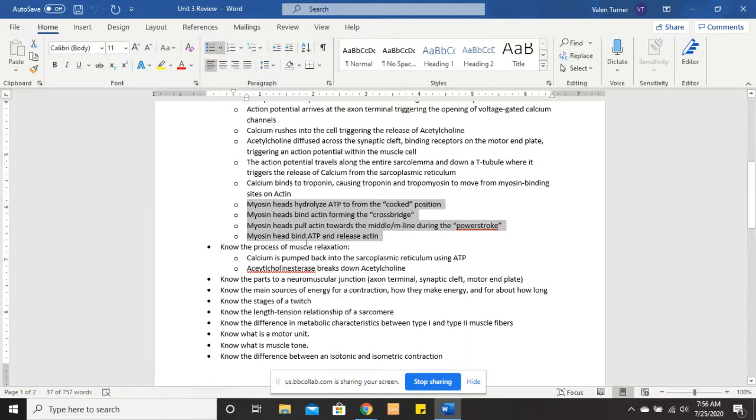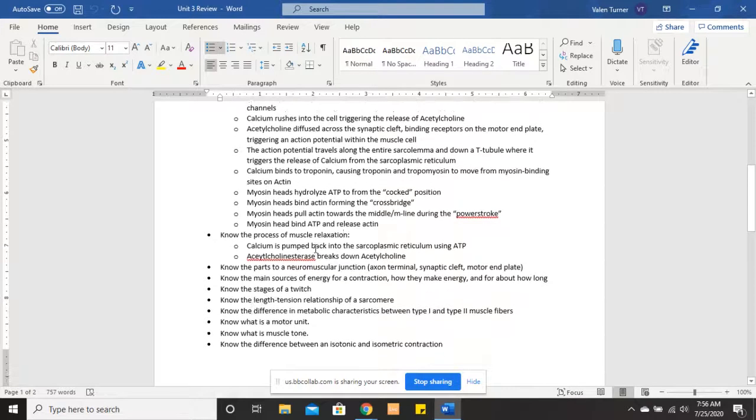So once it pulls during the power stroke, it needs to let go. To do that, it's very simple. It just binds to ATP. And just binding ATP will cause it to release actin. And that ATP it bound itself to is the same ATP it's going to use to form the cocked position. And this will cycle or repeat until you've hit maximum contraction. And that's how you contract. That's how you get up and walk, for example, or raise your hand. Happens extremely fast.